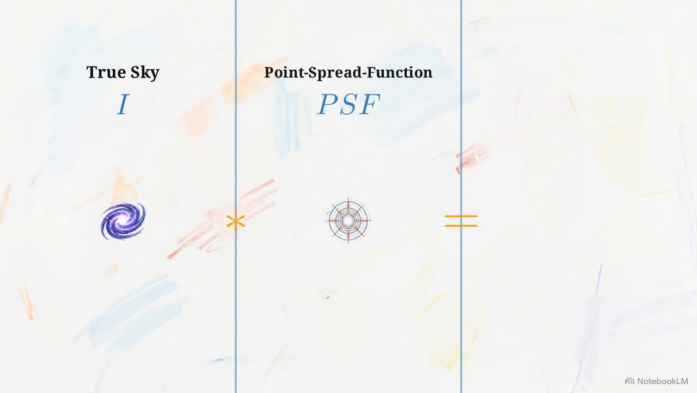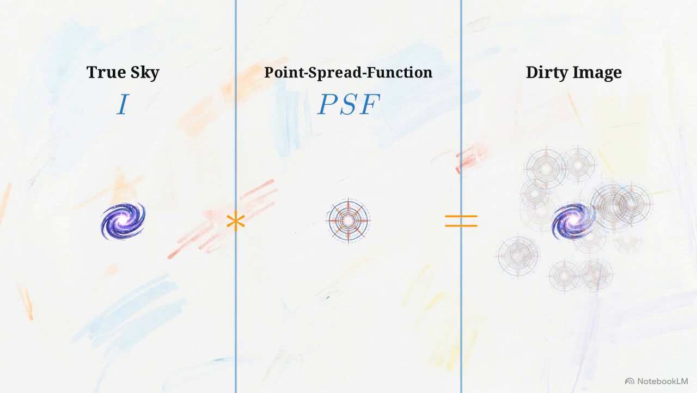On the left, the true sky brightness. In the middle, the point spread function. Because the physical array has gaps, this measurement operator isn't simply invertible. Convolving the sky with this point spread function produces a dirty image on the right, dominated by interference patterns.